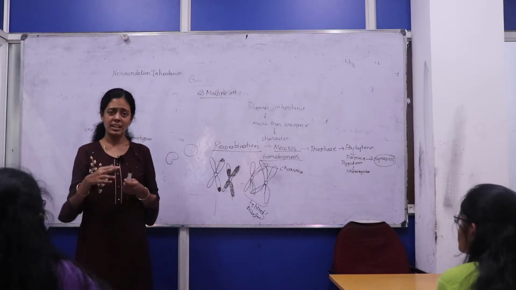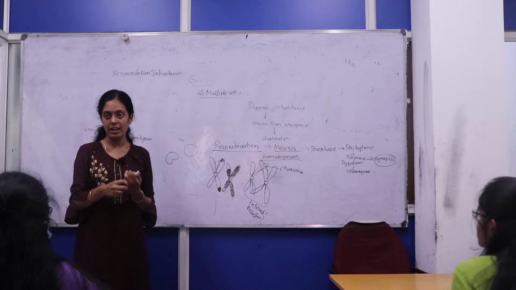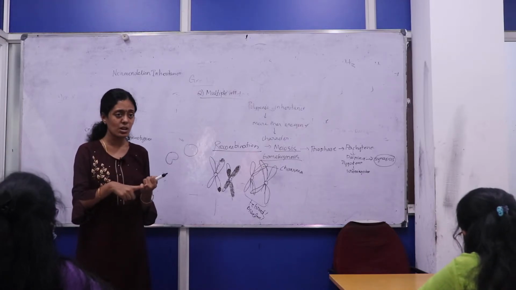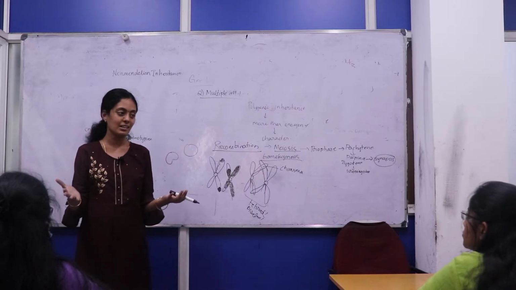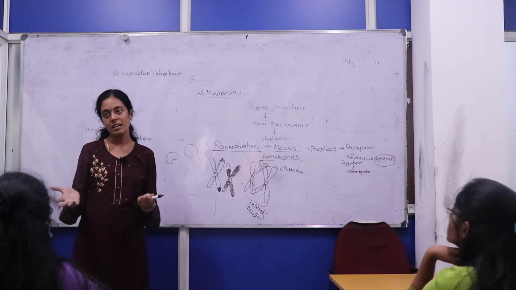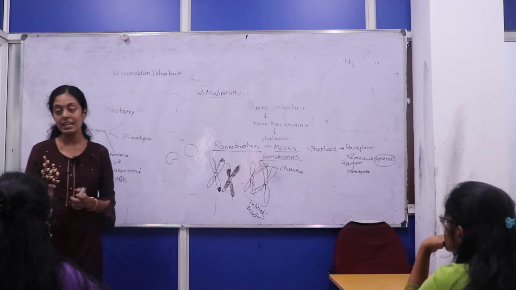Yeah, and this crossing over is responsible for variation among organisms. That is why you are not exactly similar to your parents, nor are you exactly similar to your siblings, except for identical twins. All of us are different. Okay, fine. So next we will see a small topic called linkage.